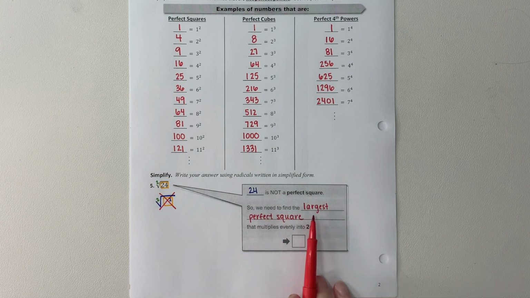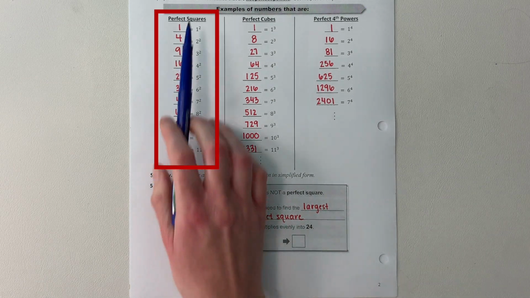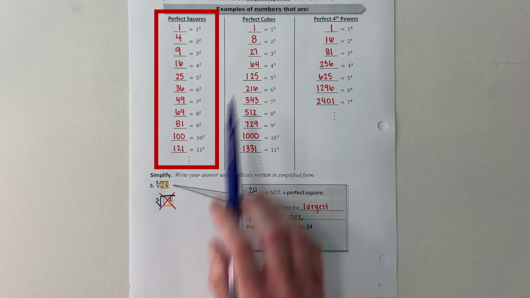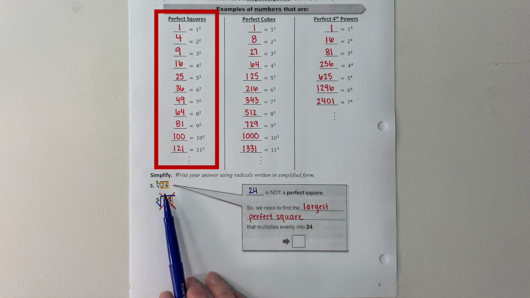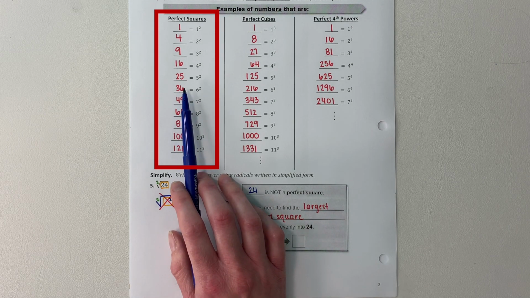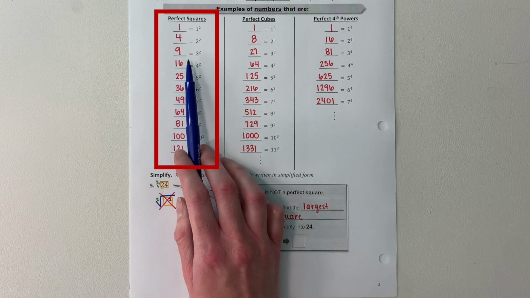So we need to find the largest perfect square that multiplies evenly into 24. So let's look at our list of perfect squares. And again, the reason we're looking for perfect squares is because the index here is a 2. If the index was a 3, then we'd be looking for perfect cubes. To do that, we want to find the number as close to 24 as we can get, but it has to be less than 24 if it's going to multiply into 24. So the largest perfect square that I can find that's less than 24 is 16.